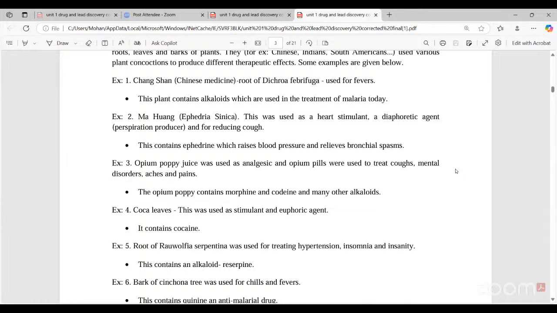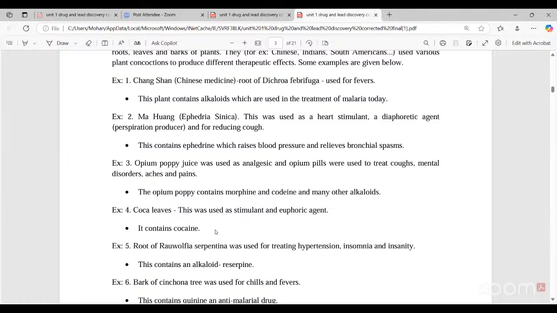And opium poppy contains morphine and codeine and many other alkaloids. Some opium drugs like morphine and codeine. The only difference is that in morphine we have the hydroxy group, and in codeine we have the methoxy group. That is the difference here. So both are isomers, which differ by one methyl group.